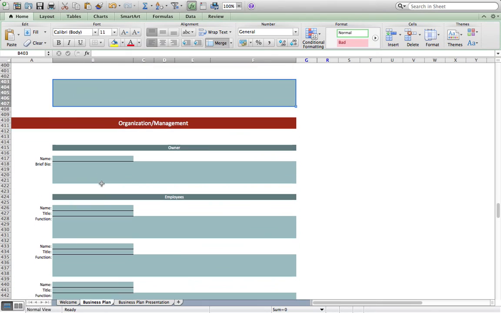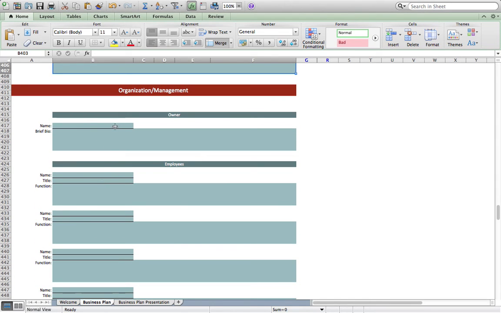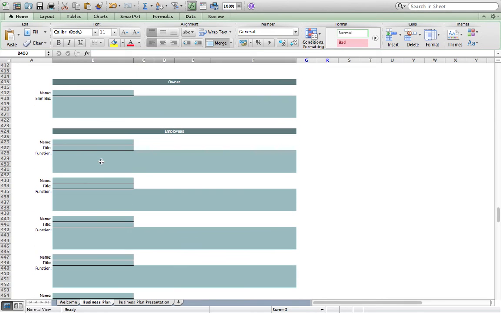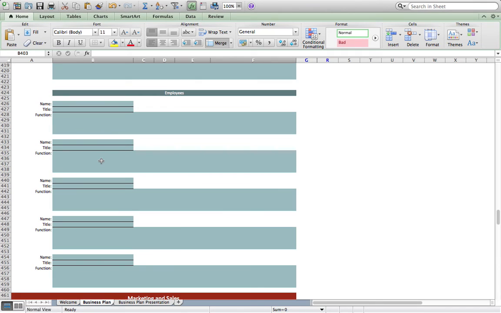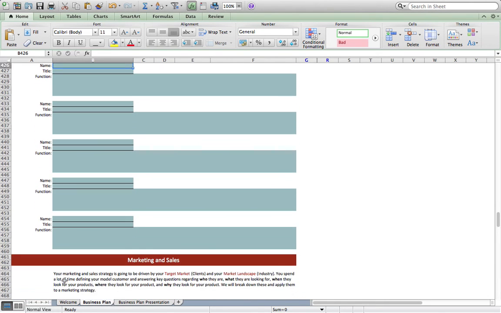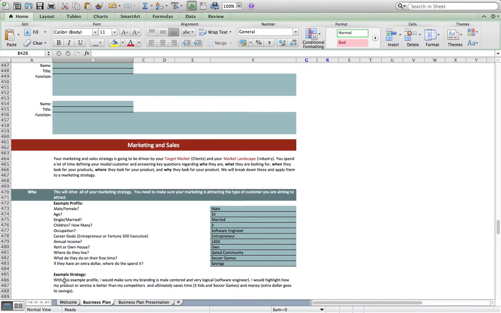This next section, you're going to put in the owner, so yourself, and then your top 5 employees or critical function areas. You could put employee 1, 2, 3, 4, 5 here, and just put what their areas are going to be.